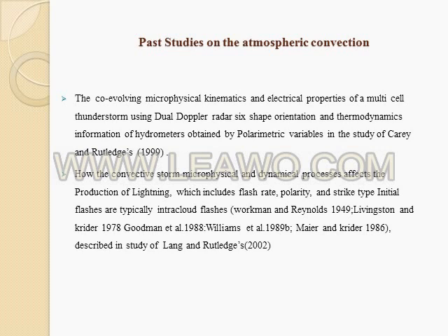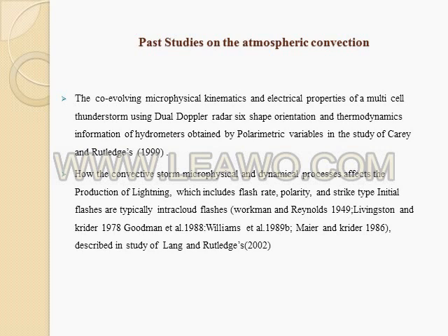Also in the study of Carey and Rutledge in 1999, co-evaluating microphysical, kinematic and electrical properties of a multi-cell thunderstorm using Doppler radar, the shape, orientation and thermodynamic information of hydrometeors is obtained by the polarimetric variables. So using the Doppler radar, they have observed the electrical and other microphysical and kinematic properties of the thunderstorm, so that we have used it to study the thunderstorm's electrical and microphysical properties.